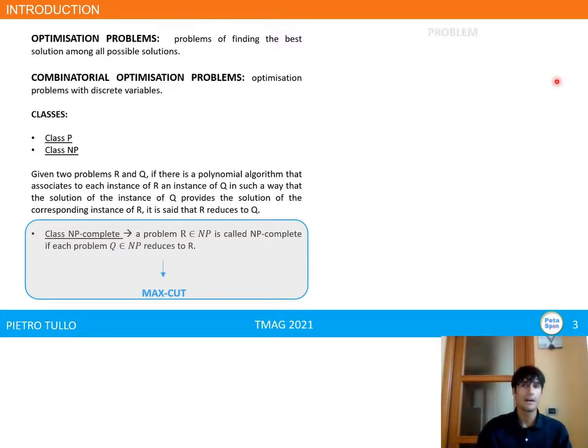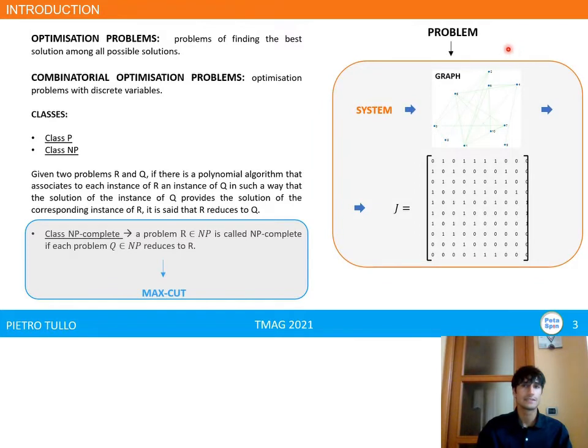Okay, the max cut problem is a graph problem. In fact, our approach is taking a system and mapping it with the graph theory, where we can see the vertices that are the elements of the system and their connections. Okay, and the next step is to map the graph with the matrix theory and then the implementation into the solver.